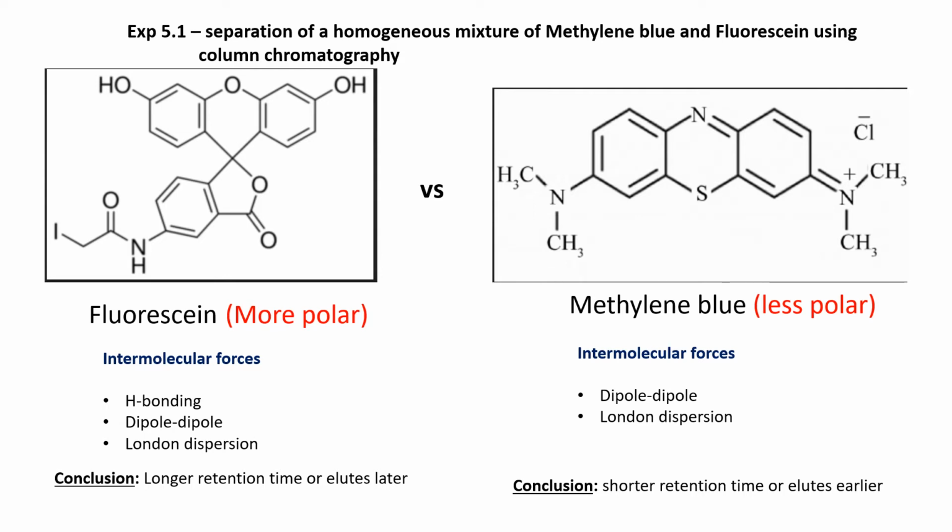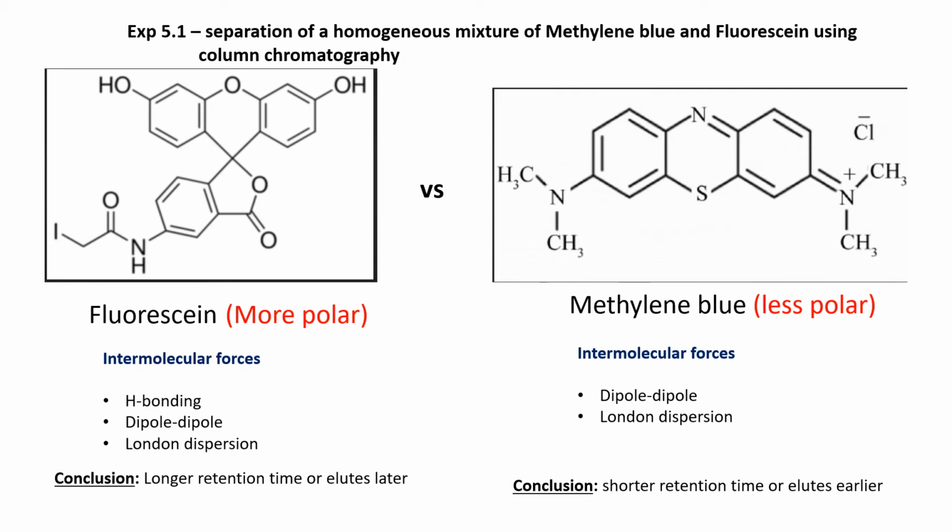You can see that fluorescein has hydrogen bonding and dipole-dipole interactions and London dispersion, while the methylene blue only has dipole-dipole and London dispersion. And this difference in polarities is very, very important because it ensures that separation is achievable. Remember, when we talked about column chromatography, we talked about the fact that separation is achieved by the selective adsorption and desorption of components on the stationary phase as the mixture travels down the column.